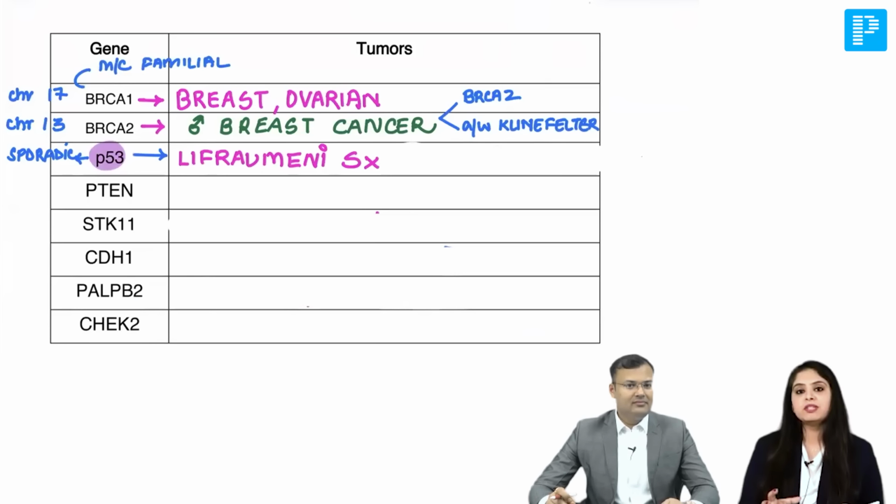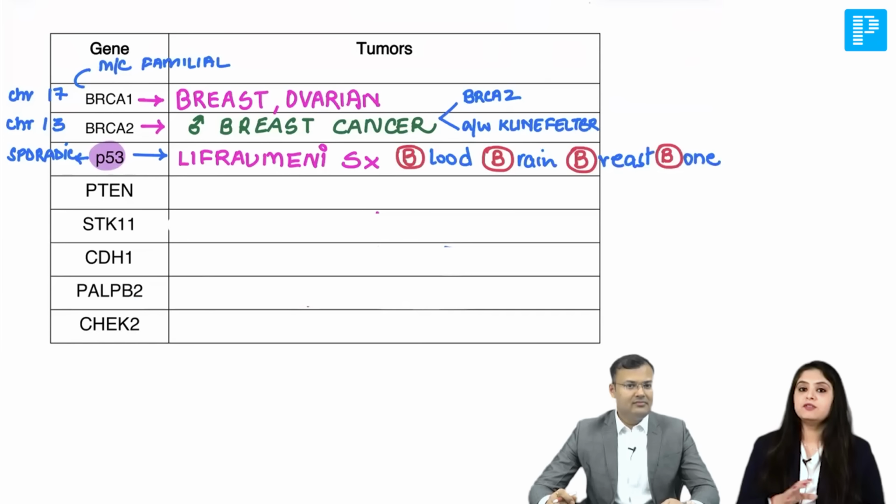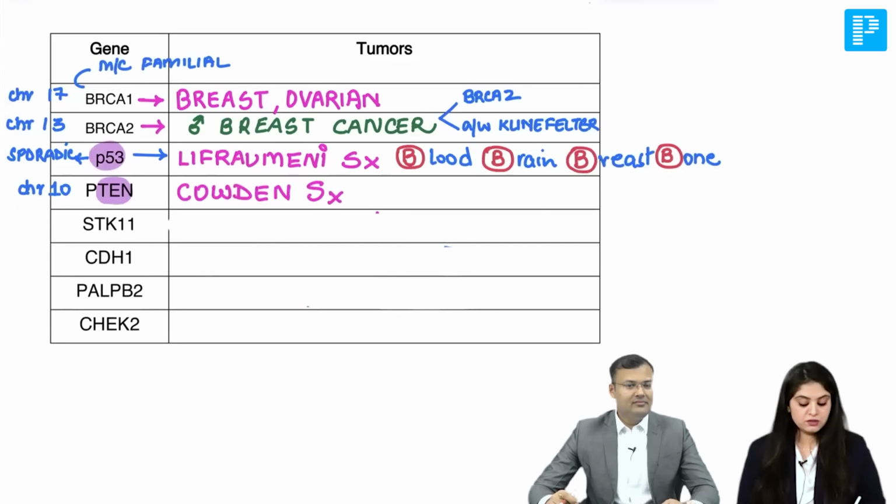So if they come to me with a history where in the family there are blood cancers, there are brain tumors, there are breast cancers like this patient, and bone cancer, then I will be thinking of Li-Fraumeni syndrome. The next gene which we have is PTEN, which I think is known to all students, that the chromosome name is written right there. So that is present on chromosome 10, and the syndrome with which it is associated is Cowden syndrome, and this also results in breast cancer.